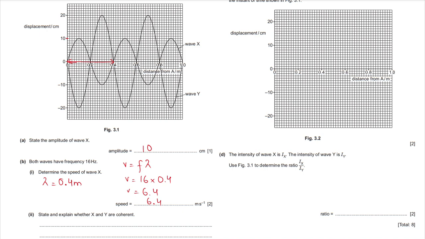State and explain whether X and Y are coherent or not. ठीक है, coherent waves की definition क्या थी कि they should have a constant phase difference. ठीक है, so if you compare the crest of both waves, so this is the crest of wave X and this is the crest of wave Y. ठीक है, then this is the crest of wave X and again, so the distance between these crests is equal. So can we say that they have a constant phase difference? So these two waves are coherent waves.